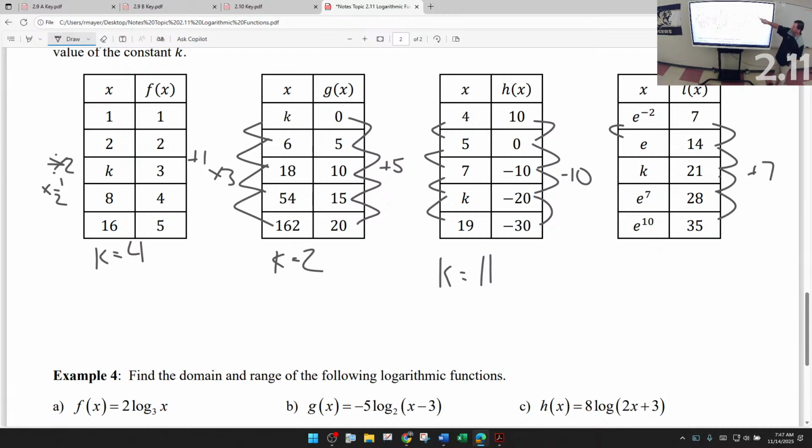This goes from -2 to 1. This goes from 7 to 10. -2 to 1 is 3. 1 to 4 is 3. 4 to 7 is 3. 7 to 10 is 3. So K is e to the 4th. Not 4, e to the 4th.